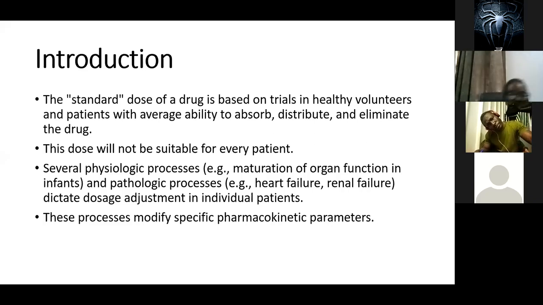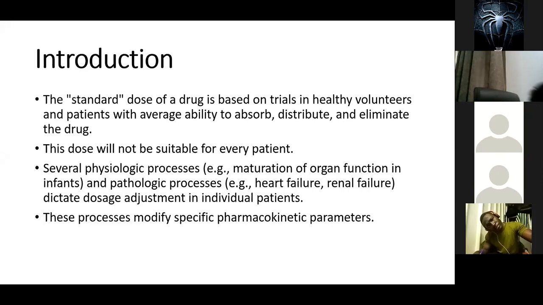So the dosage will not be suitable for every patient because there are several physiologic processes that determine the dosage. For example, maturation of organ function in infants. So if you take a drug like paracetamol, which depends on the liver for excretion, because the liver is not well matured in neonates, we hardly give them paracetamol.